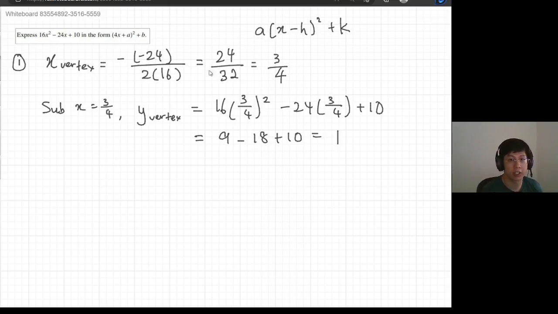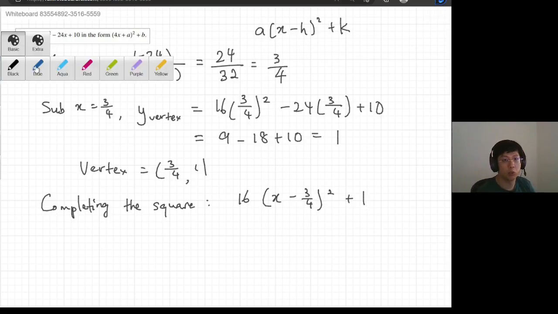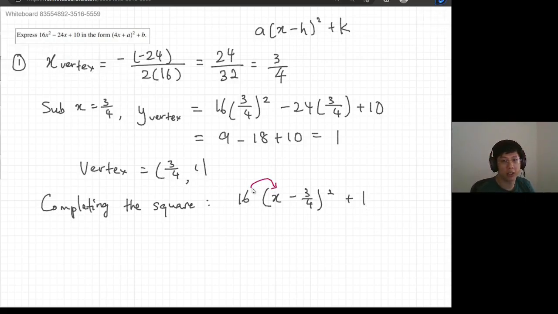So with our vertex being (3/4, 1), that means that our completing the square form is going to be 16(x minus 3/4) squared plus 1. Now to move the 16 into the bracket, what this means is that you need to multiply in 16 into the bracket for both terms, usually when you expand it.